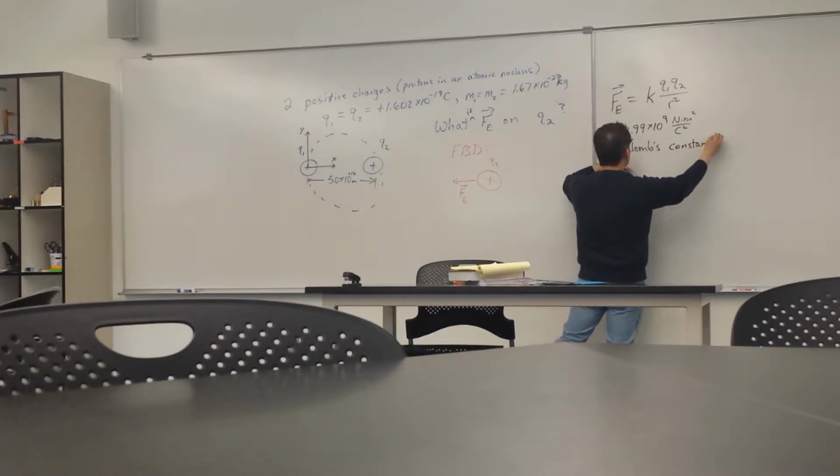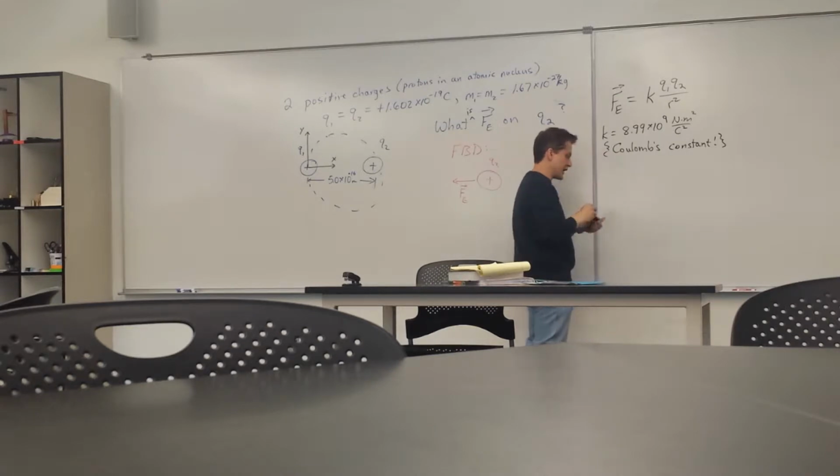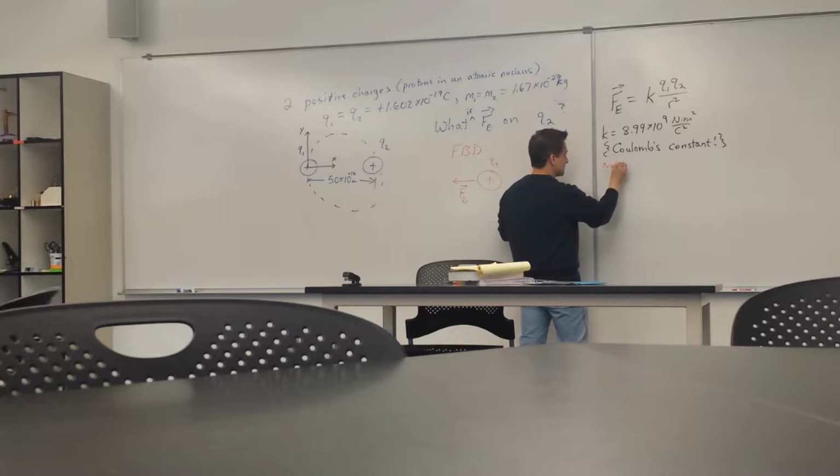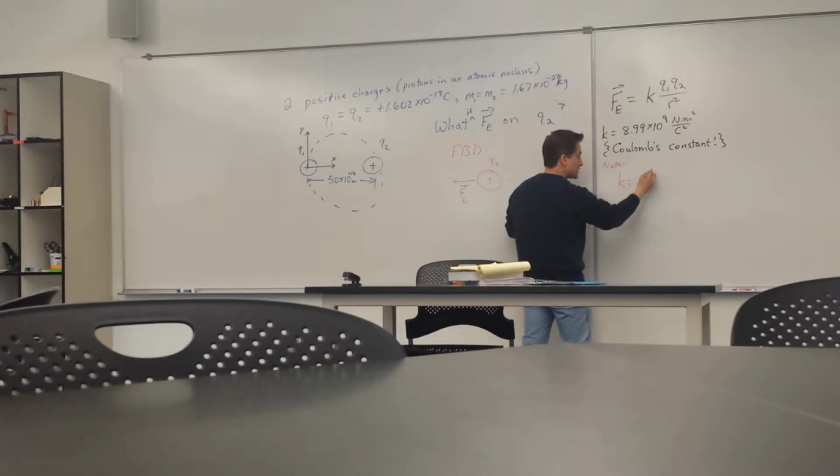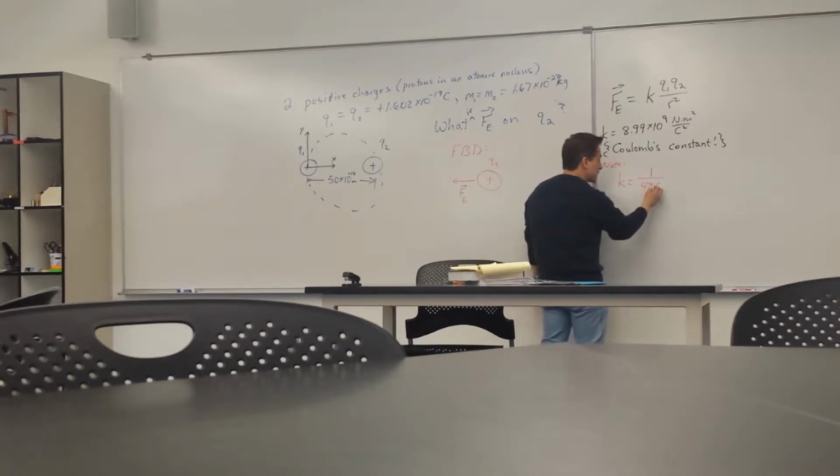And now I better make a side note. I think the textbook also says that we'll just note that this K corresponds to 1 over 4 pi times a different constant that we call the permittivity constant.